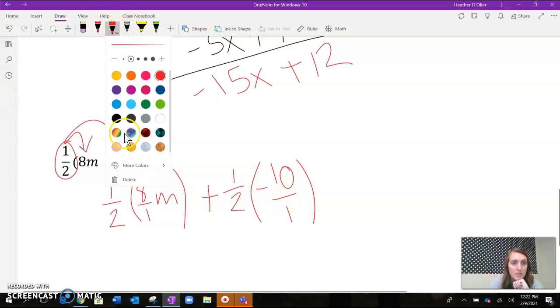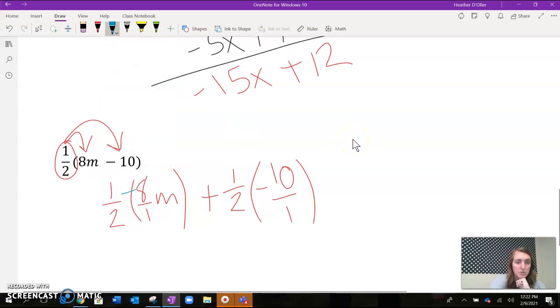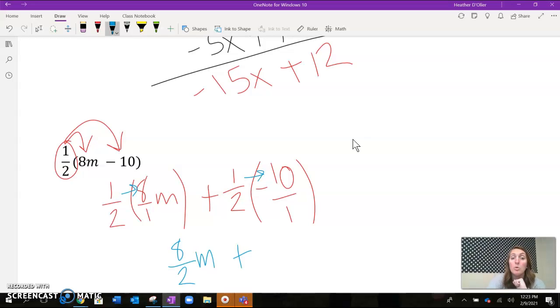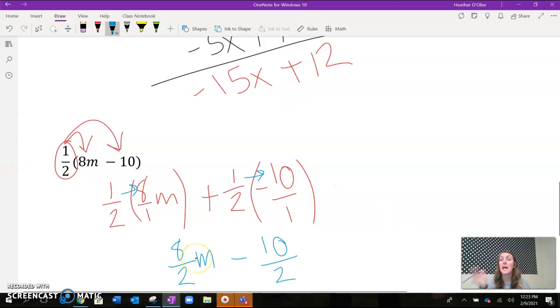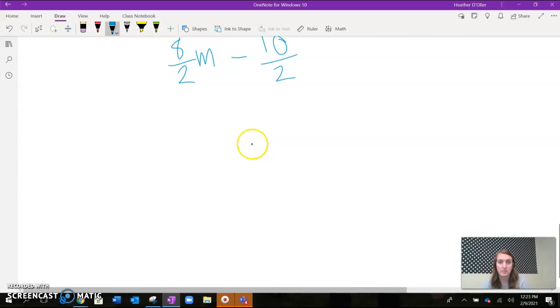When I multiply fractions, I just multiply straight across. So 1 times 8 is 8, 2 times 1 is 2. So this first one is 8 over 2m. Oh, remember, I'm just multiplying. It's a negative. I shouldn't put a plus sign because a positive times a negative is a negative. But 1 times 10 is 10, and 2 times 1 is 2. So I have 8 halves m, and negative 10 halves n, okay?